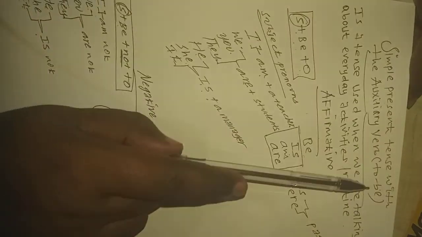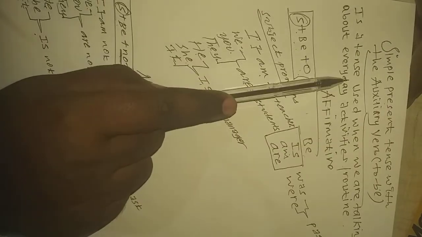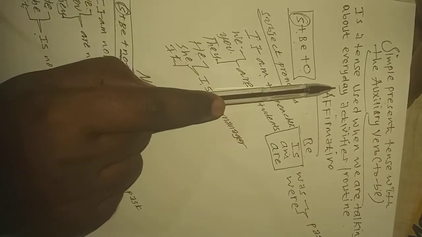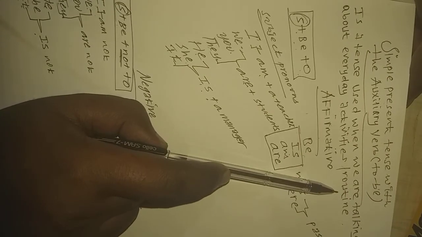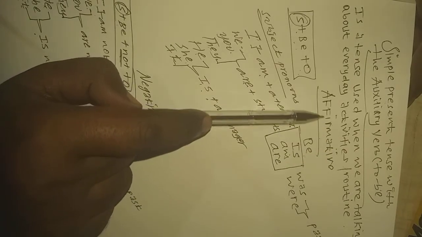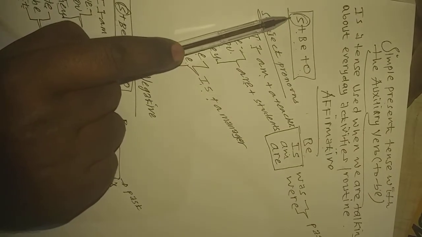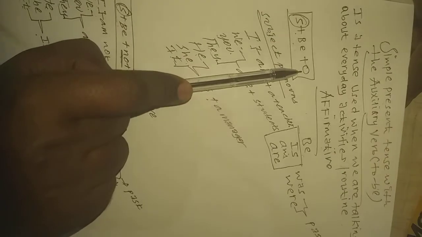What is simple present tense? Simple present tense is a tense used when we are talking about everyday activities or routine, something we do regularly, something we do every day. The general formula of an affirmative sentence is subject plus verb to be plus object.